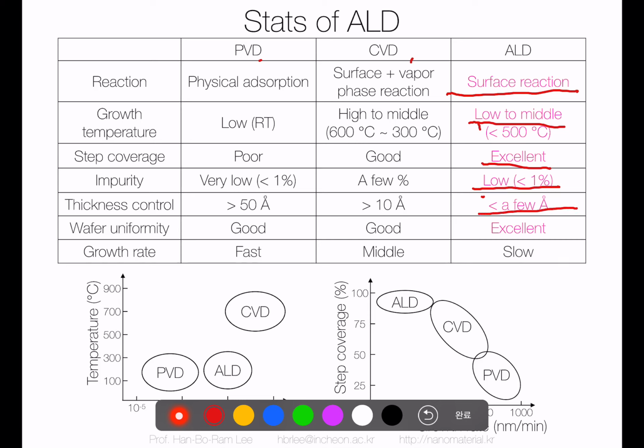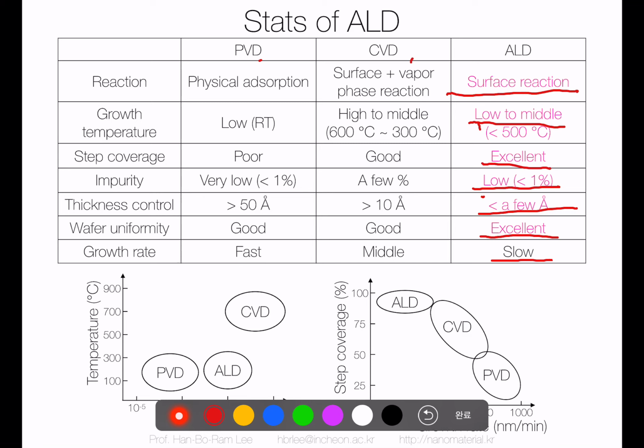The thickness control is a few angstroms per cycle. Theoretically, we can control it by the number of ALD cycles. The growth per cycle, GPC, is the minimum unit to control the thickness level. The GPC is around angstrom per cycle level, so we can control the angstrom thickness level. And the wafer uniformity is good. But the main disadvantage of ALD is a very slow growth rate.